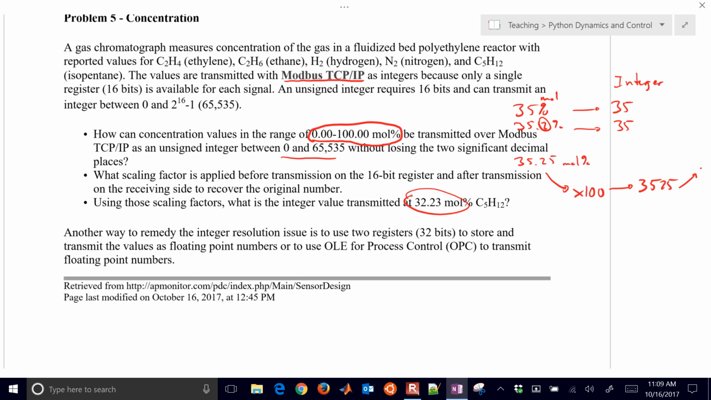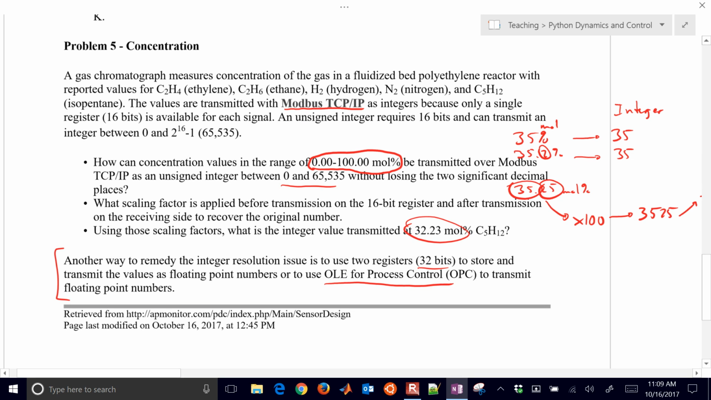Okay, so another way to remedy this integer resolution is to use 2 registers or 32 bits. And you can either do that by sending this as the first one and that as the second one, or just dividing it up into 2 numbers and then re-encoding that when it gets to the other side. Now another one is you could use OLE for process control, OPC, or other protocols to transmit those numbers as well. Okay, so that's it on concentration.